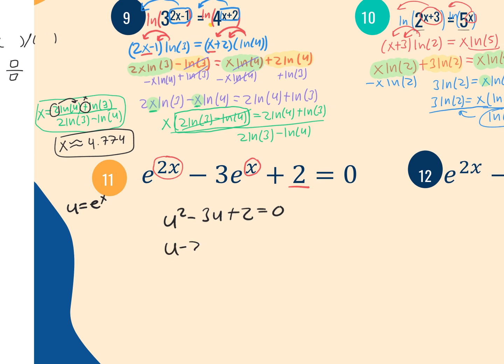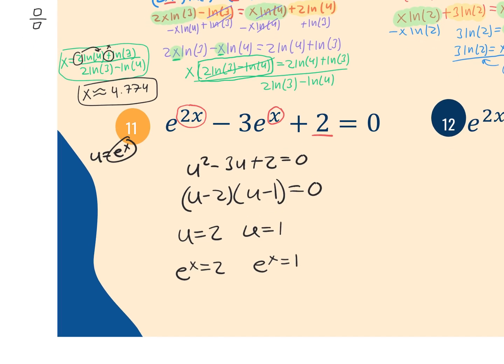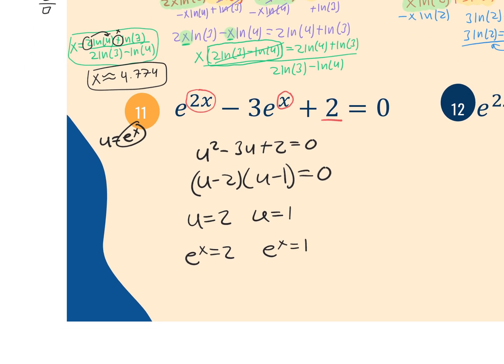I would get u minus 2 and u minus 1, factors of 2 that add to 3. Then we get u equals 2 and u equals 1, and then you back substitute. I get e to the x equals 2 and e to the x equals 1. To get x by itself, we ln both sides of our equations. Then I get x equals ln of 2 and x equals ln of 1. Now, ln of 1 is just going to get you 0, so I get x equals 0.